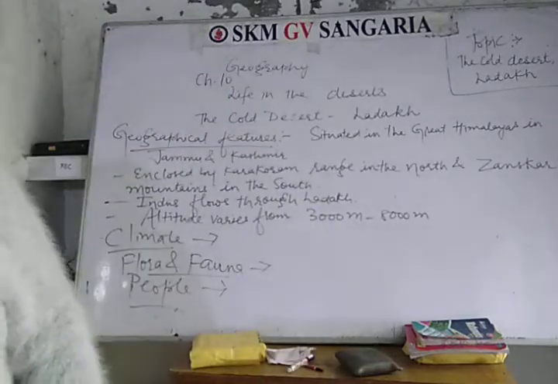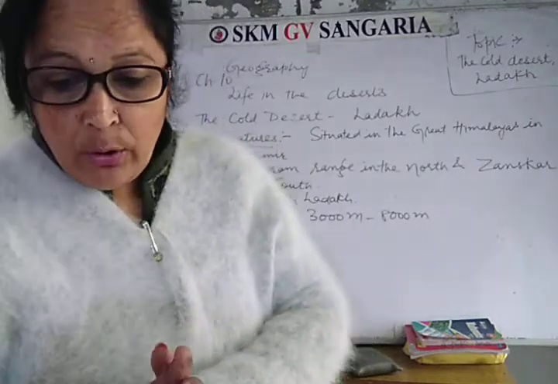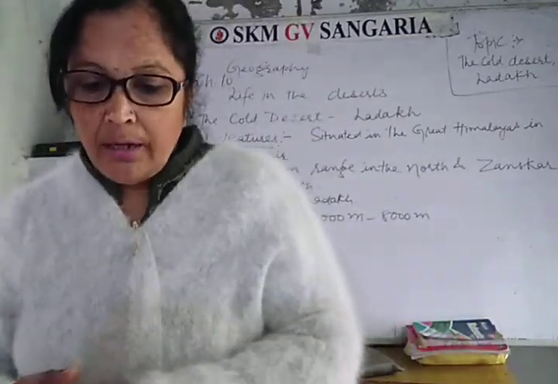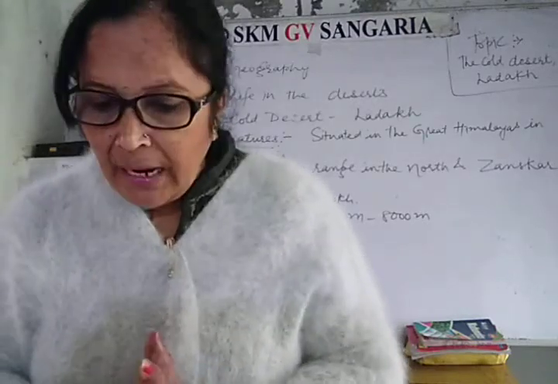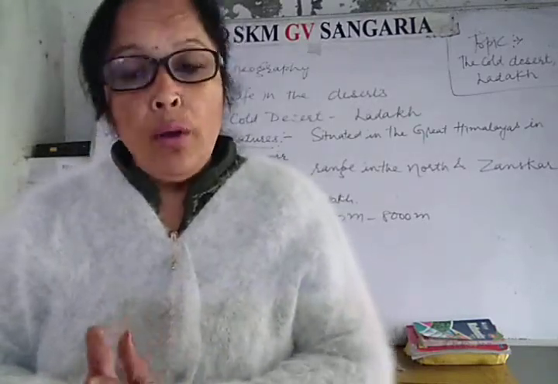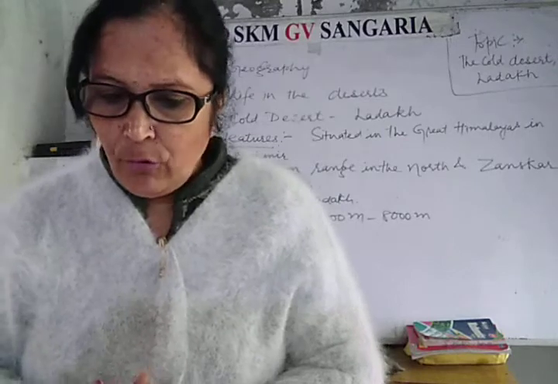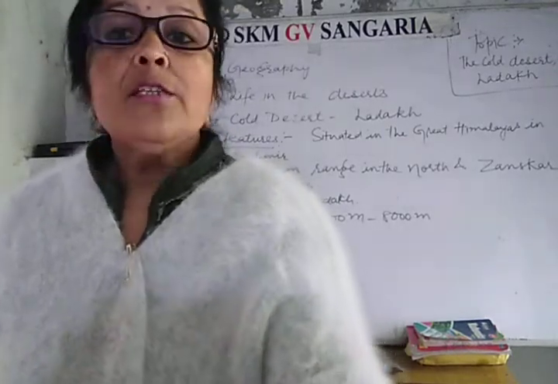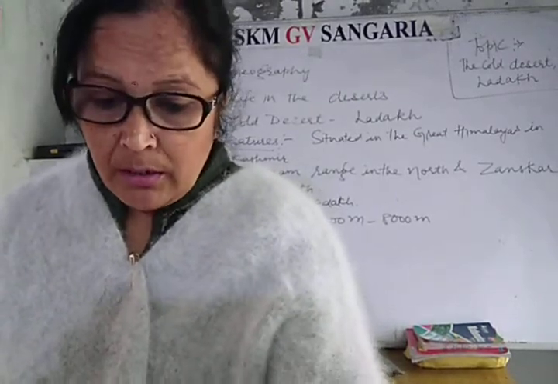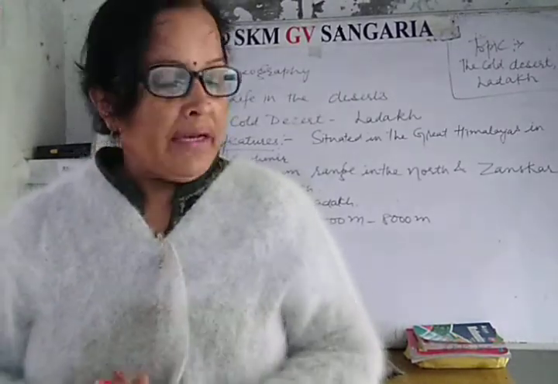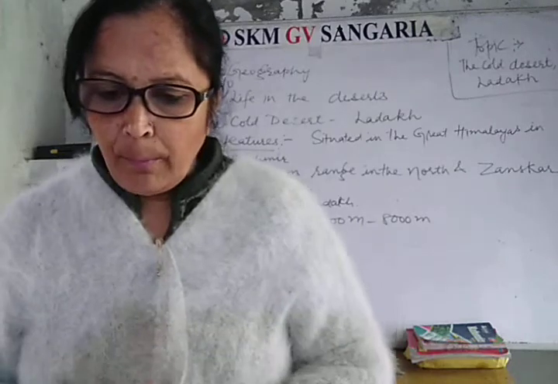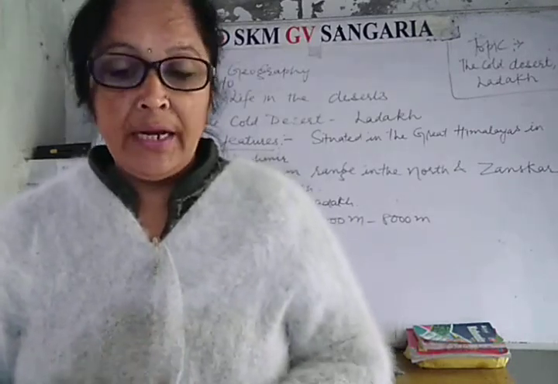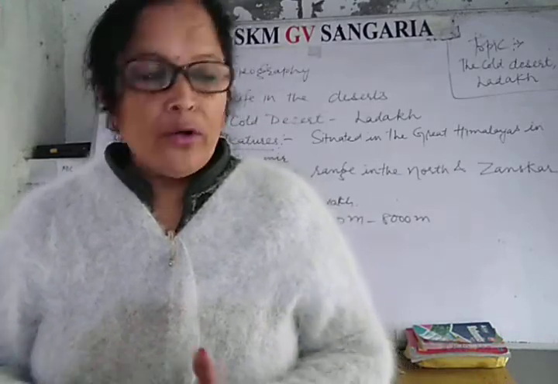So about climate. Extremely cold climate. Air is extremely thin. Day temperatures here just about 0 degree and night temperatures below -30°C. Rainfall as low as 10 centimeter every year. Then flora and fauna, sparse vegetation here. Groves of willows and poplars grow in the valley. Fruits such as apples, walnut, apricots are grown in summers.